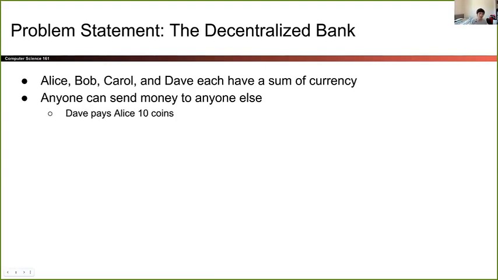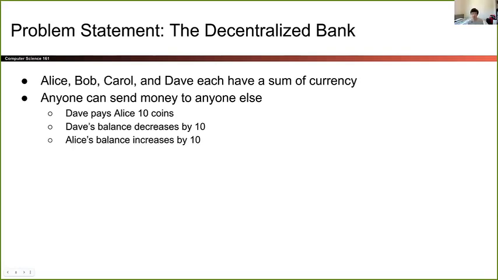So for example, maybe Dave and Alice went out for dinner. Alice paid for dinner and Dave is paying Alice back by giving her 10 coins. How does Dave actually give someone 10 coins? In this case, we need to make sure Dave's balance decreases by 10 and Alice's balance increases by 10. That's just kind of how paying people works.